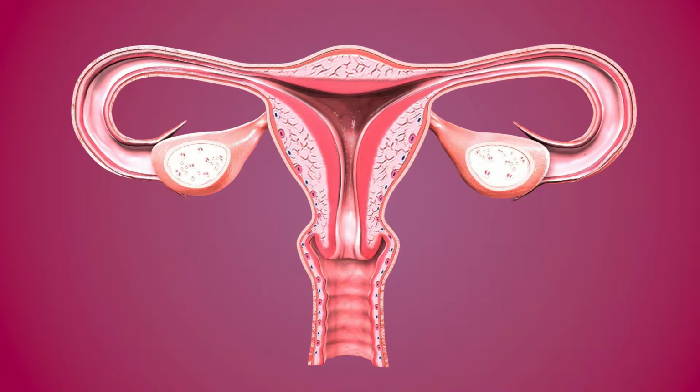The primary oocytes will complete meiosis I just before ovulation to form a secondary oocyte. The secondary oocyte is then ejected from the ovary. Fimbriae at the end of the uterine tubes will sweep the secondary oocyte into the uterine tube where it has a better chance to be fertilized.